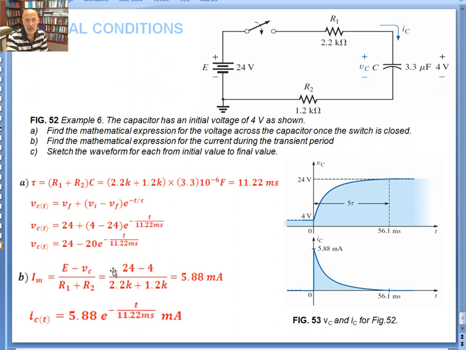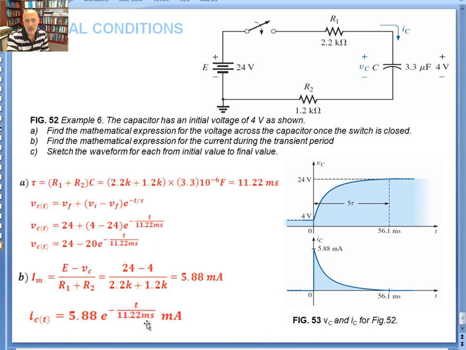Now you can do it for the current. When the switch is closed, the cap has 4 volts. So the total voltage across the resistors is 24 minus 4 volts, which is 20 volts, divided by the sum of those two. So the initial value, which is the maximum value for the current, is equal to E minus V sub C divided by R1 plus R2, and V sub C is actually V sub I, the initial value. So at t equal to 0, that is 24 minus 4 divided by 3.3 K. That gives you 5.88 milliamps. And you don't need to calculate the time constant again, as I said, all the voltages and currents will have the same one.